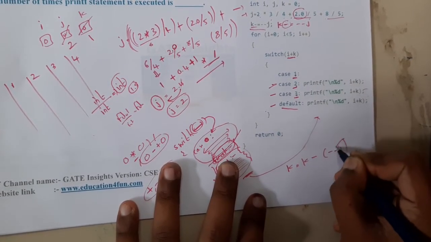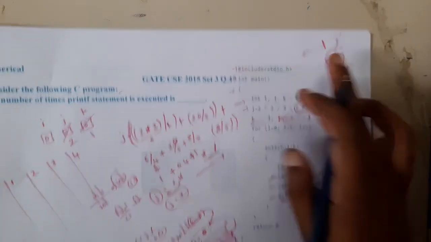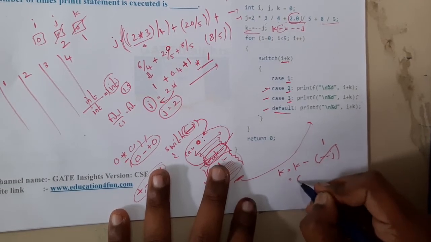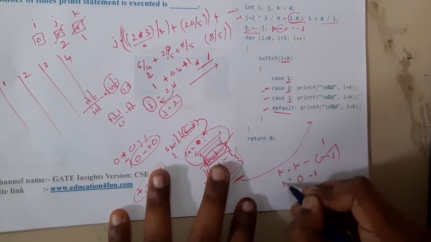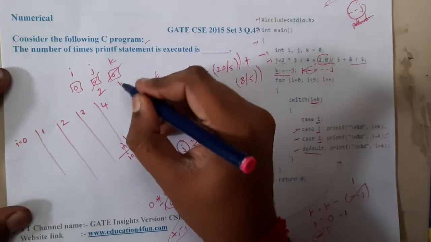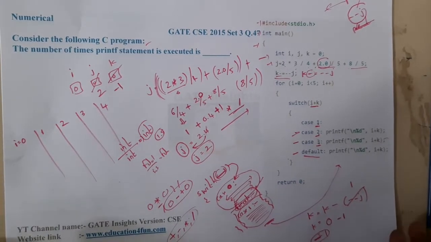So what is this value? This value is nothing but 1, right? Yes. So what is the value of k? The original value of k is 0. So 0 minus 1 is nothing but minus 1. So we should get minus 1 as the result. So the value of k is minus 1, guys. It is not 1. Got it? Yes. So let us continue.